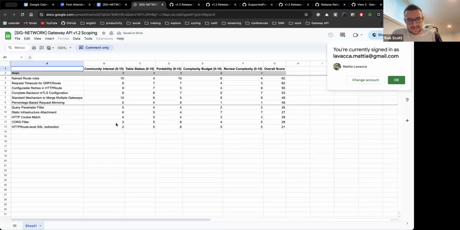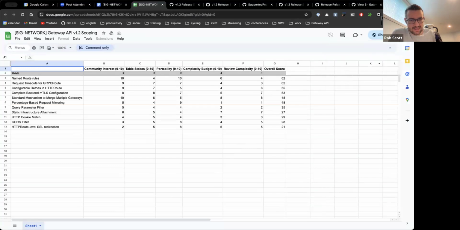So the heaviest weight was the community interest, then this idea of table stakes. These are the scores from the meeting we had the week before, then portability, complexity budget, and review complexity. And you'll notice that by and large, the most popular, most widely requested features made it in.